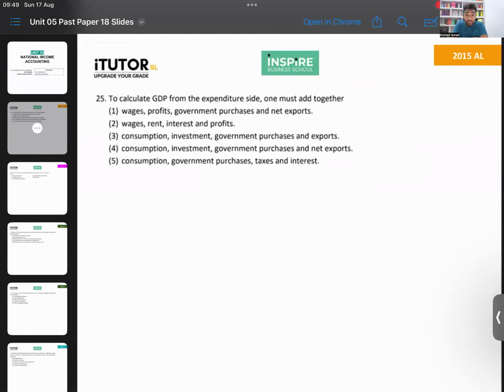Okay, so starting with the 2015 question. So 2011, 12, 13, 14, there were no questions from this income expenditure approach MCQs. That's why we are starting with 2015. So 2015 question number 25. To calculate GDP from the expenditure side, one must add together what? A very easy question. How do you calculate GDP on the expenditure approach? What and what and what do you add?